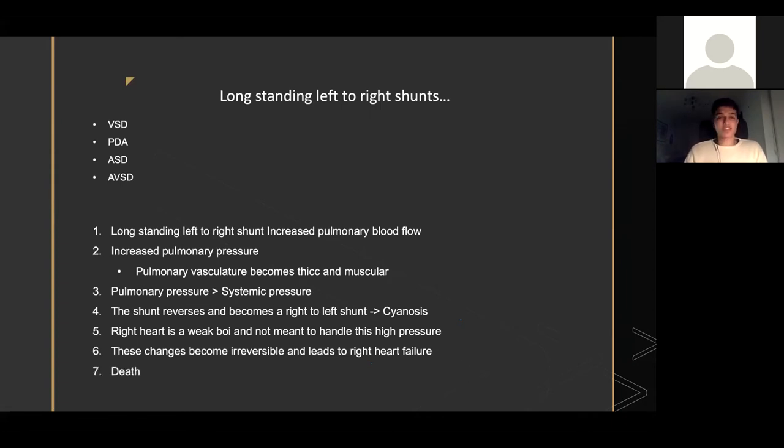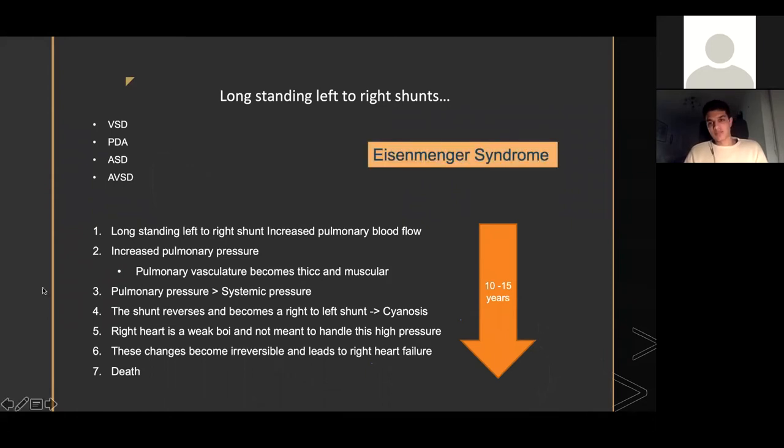And this whole time, how long does this take? 40 years, 30 years, 25 years? No, you're looking at teenager. So you do not want teenagers dying of this phenomenon. So listen for the murmur and make sure none of this stuff is present, because you want to ensure that you're not the one who misses this. The name of this phenomenon is Eisenmenger syndrome: a reversal of a left to right shunt after a long period of time because of raised pulmonary blood pressure. Do not miss it. Is that clear? This is super complicated. It took me a while to understand. I've tried to break it down as much as I can.